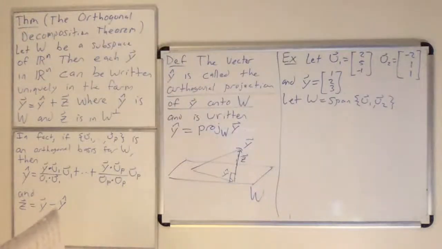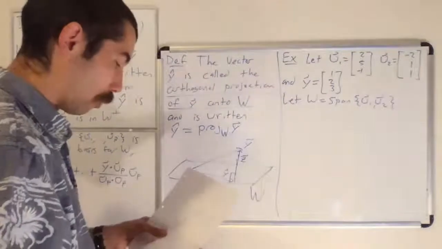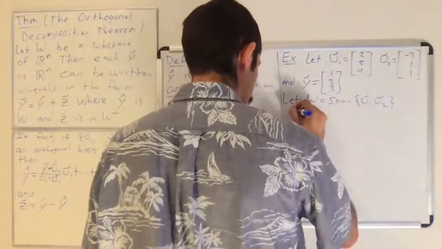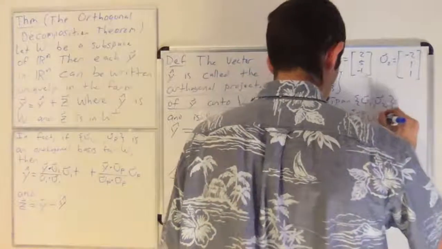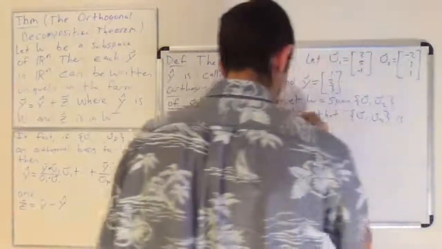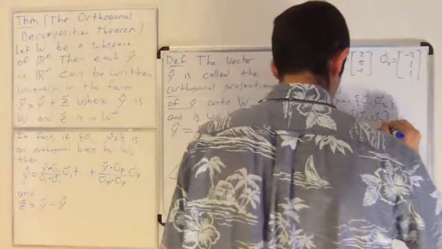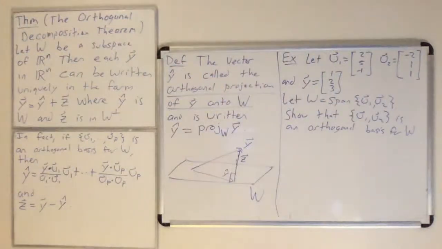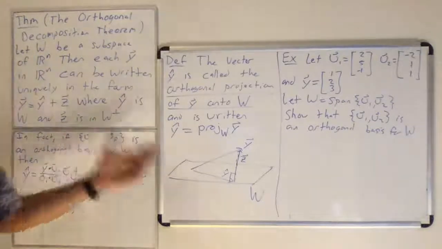Okay, so we'll let W be the span of these vectors. So there's a few parts. First, we want to show that U1, U2 is an orthogonal basis. And then the second part is we want to write Y in this form as a sum of a vector from W and a vector from W perp.